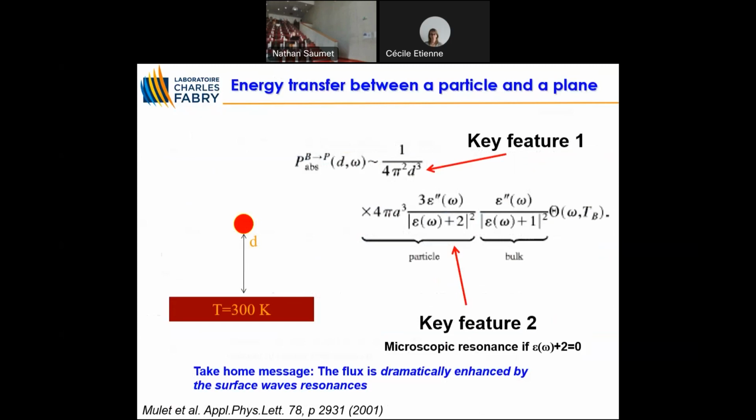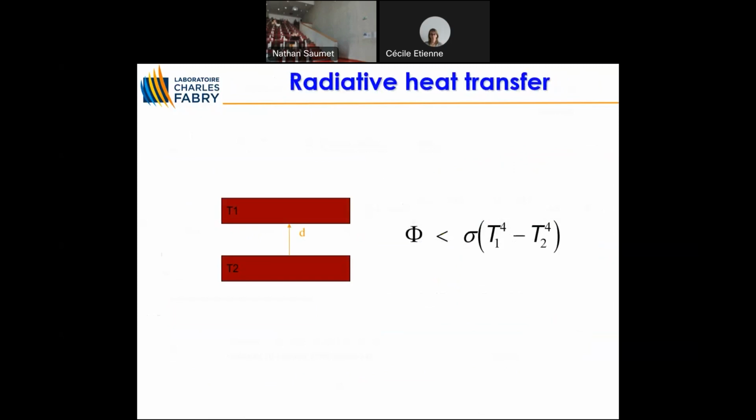So this is a calculation where you bring a particle and put it close to the surface. You can work this out analytically. And you see 2 resonances. One is a surface phonon polariton resonance of the particle, and the other of the surface. And you predict a huge enhancement of the field. That's what you would expect, right? And if you take 2 planes, you have the same effect.